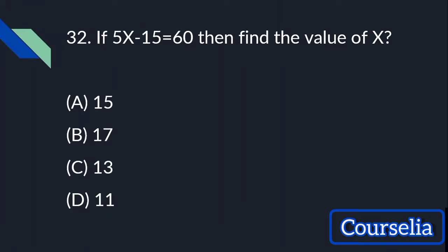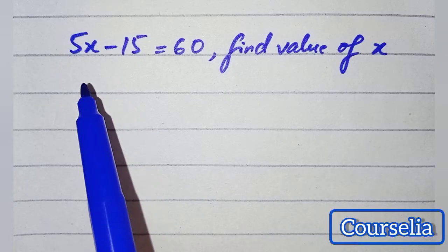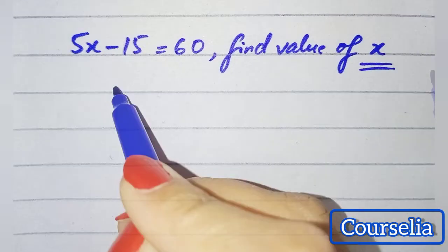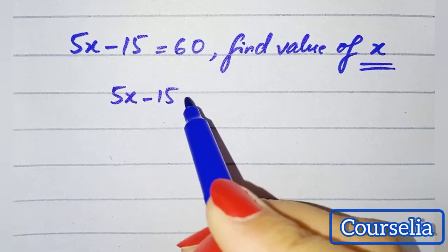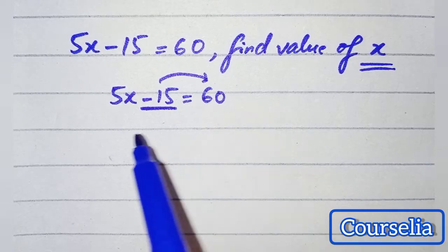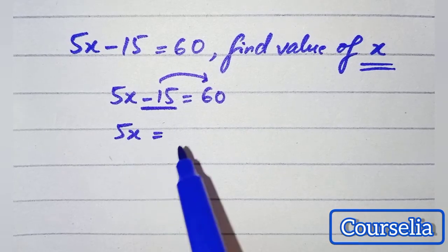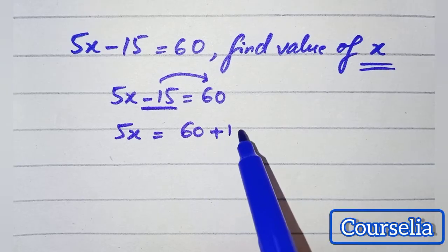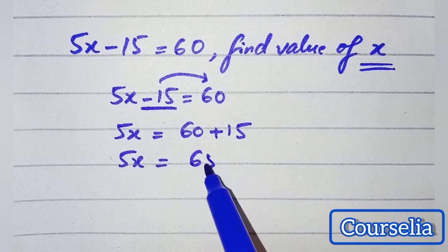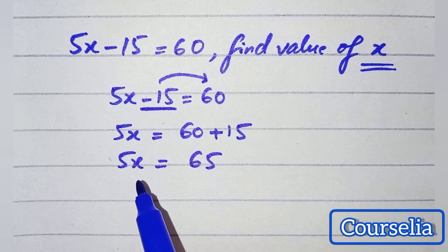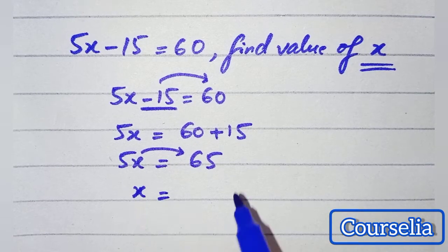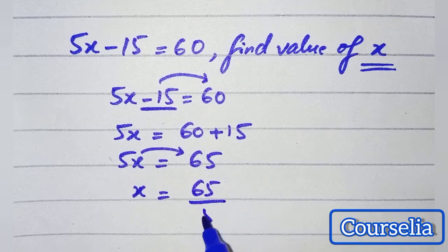Let's solve this question to get the answer. The question is 5x minus 15 is equal to 60. Find value of x. 5x minus 15 is equal to 60. ये यहाँ पर माइनस हो रहा है, यहाँ पर जाकर प्लस हो जाएगा. 5x is equal to 60 plus 15. 5x is equal to ऐड कर लेंगे 65. अब यहाँ पर 5x के साथ मल्टीप्लाई हो रहा है, जब यहाँ पर जाएगा तो डिवाइड हो जाएगा. x is equal to 65 divided by 5.